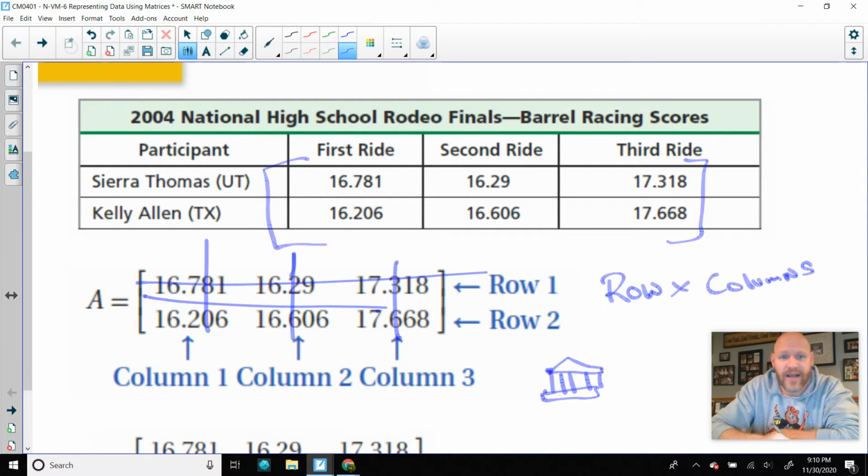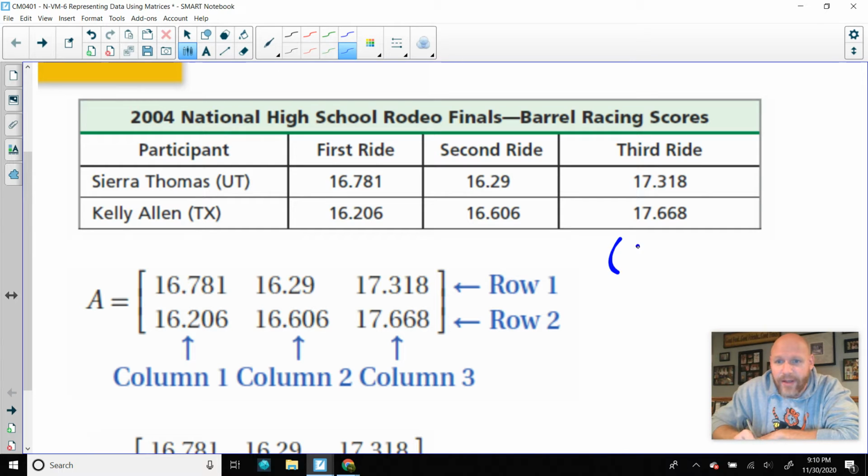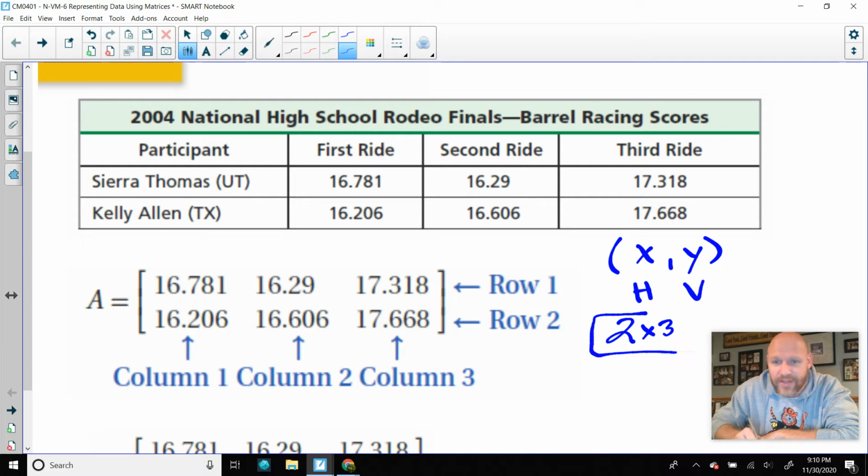So what I want you to recognize is the fact that if I have a point, X comes first and Y comes second. X is definitely a horizontal thing and Y is definitely a vertical thing. And so matrices work the same way. We have two rows and we have three columns. So this is what's known as a 2 by 3 matrix. And those are the dimensions of the matrix.